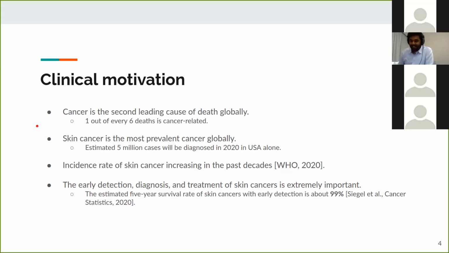Cancer is the second leading cause of death globally, and of all the forms of cancer, skin cancer is the most prevalent, with an estimated 5 million cases to be diagnosed in the USA in this year alone. A recent WHO report states that the incidence rate of skin cancer has been increasing in the past few decades. However, the early detection and diagnosis of skin cancer are extremely important, with the estimated 5-year survival rate with early detection as high as 99%.